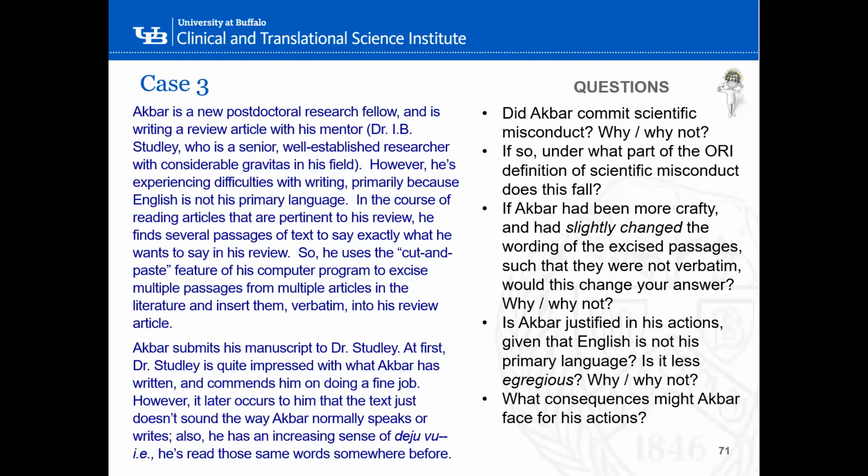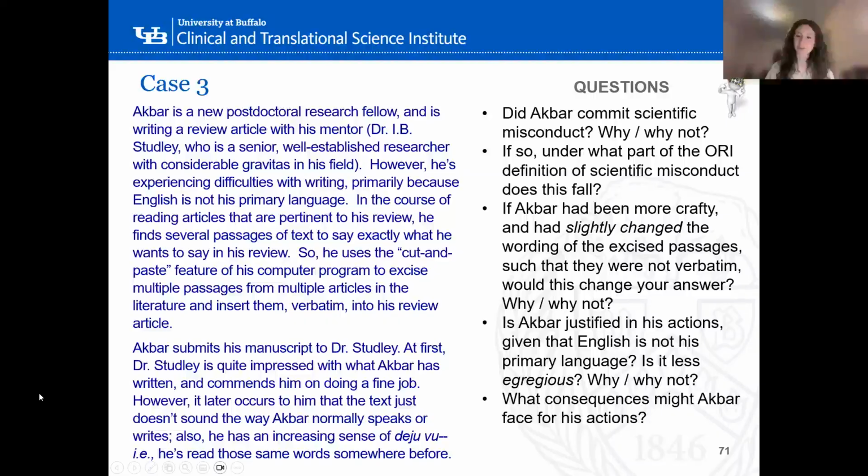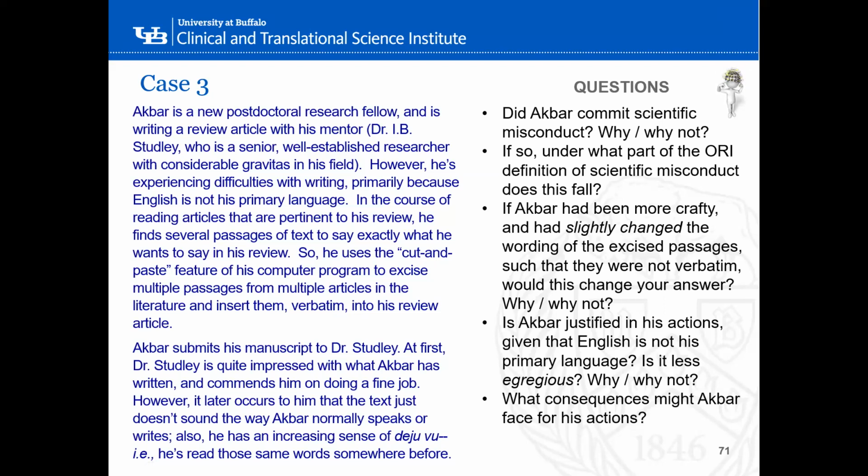Okay. And then finally, what consequences might Akbar face for his actions? You know, at the end of my lecture, I talked about this. Let's hear from somebody. We have one comment in the chat that says he could be removed from his position, and we also have a hand raised. Great. So that answer is correct. It is a possible outcome. Elizabeth, you're raising your hand?